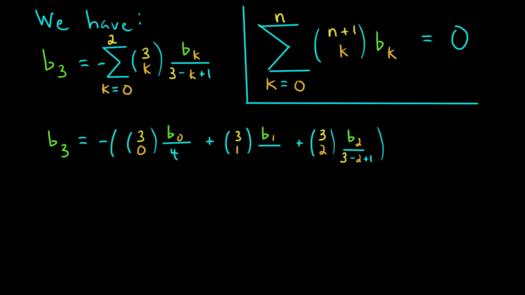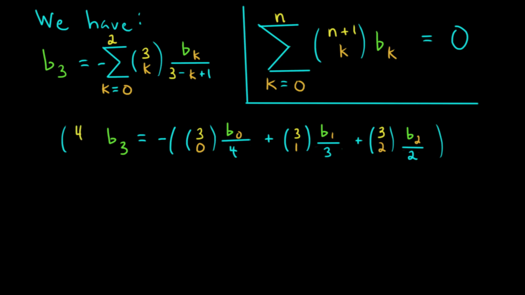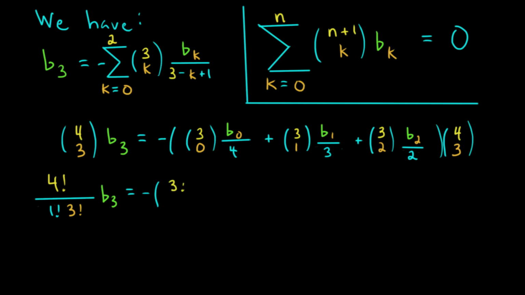Now I'm just going to clean up these denominators and shift things over a little. And then I'm going to do something really clever. I'm going to multiply both sides of this equation by the binomial coefficient 4 choose 3. Let's work out what that binomial coefficient actually means. 4 choose 3 is 4 factorial over 1 factorial times 3 factorial. This is multiplying b sub 3.